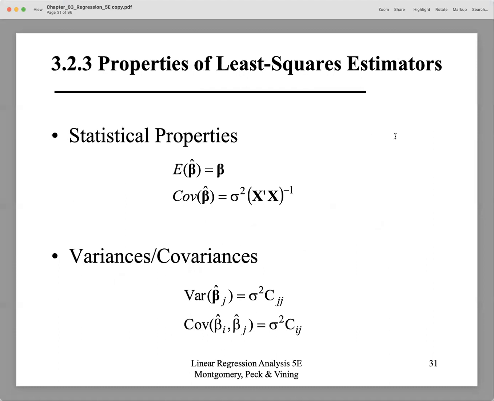Now, let's look at some of the statistical properties of the least squares estimators. We've talked about and shown how to calculate the estimator, but let's talk about the statistical properties. The expected value of the least squares estimator of the beta vector, the expected value of beta hat, can be shown to be the beta vector itself. What this means is that the least squares estimator for the beta vector is unbiased. That's an important property that we like our estimators to possess.